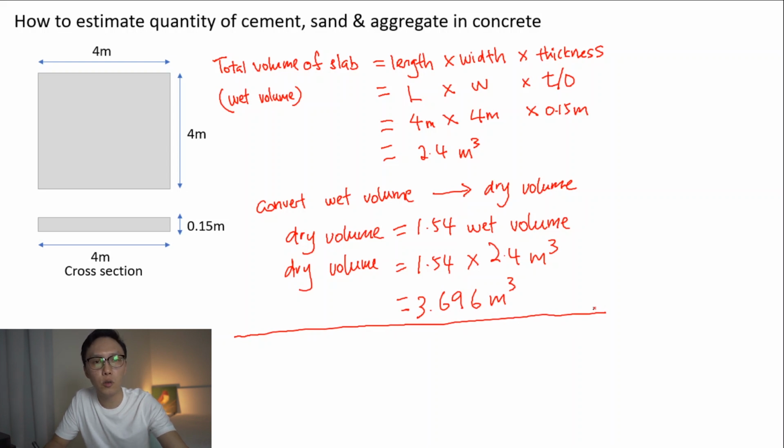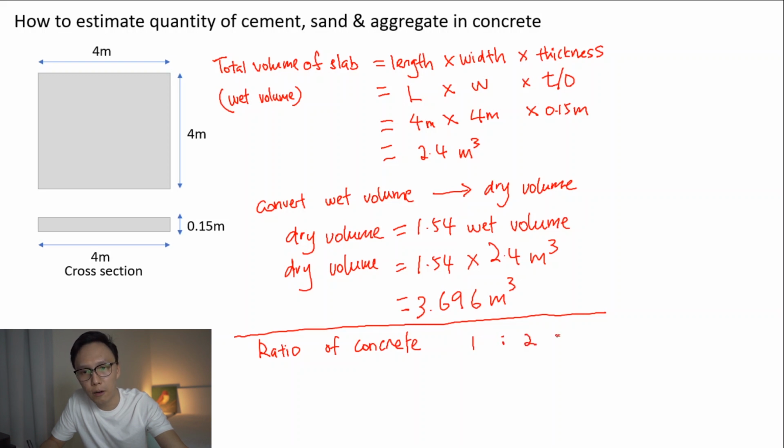Okay, so before we proceed further to calculate the volume for each cement, sand and aggregate, what we need to do is we must understand the ratio of concrete. So the ratio of concrete is actually 1 part of cement, 2 parts of sand and 4 parts of aggregate. Okay, which totals up to 7.